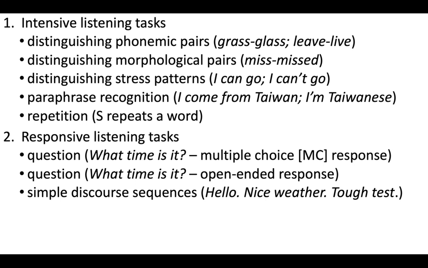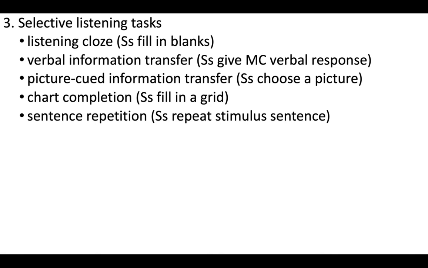Do you understand? And then the next one, we have got selective listening tasks, whereby we have got listening cloze. So the students fill in some blanks. Verbal information transfer. Here, students give some sort of multiple choice verbal responses. And next, we have got picture cued information transfer, where the students need to choose a picture, for instance, when they hear a certain utterance or discourse. And then chart completion, students fill in a grid. And then the last one, we've got sentence repetition.